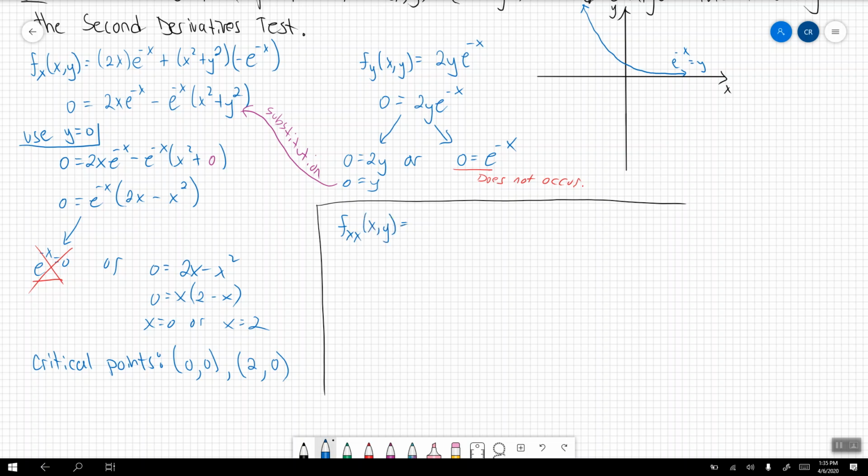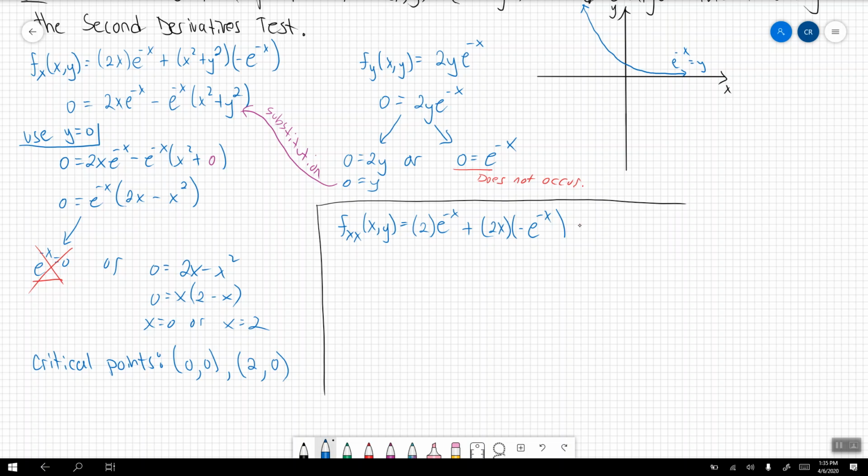Looking at the first term here, I need to use the product rule. So the derivative of the first function, which is just that 2x, is just 2, multiplied by e to the negative x, plus the first function, which was 2x, multiplied by the derivative of the second function, which is negative e to the power of negative x. There we are, that was the second derivative there.